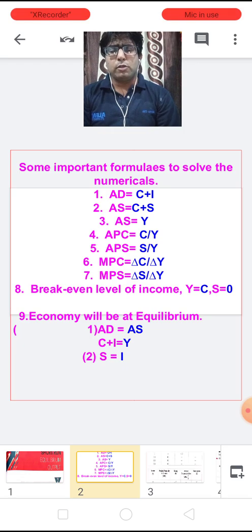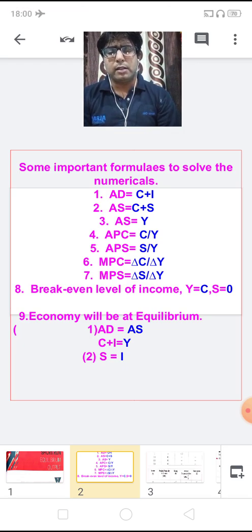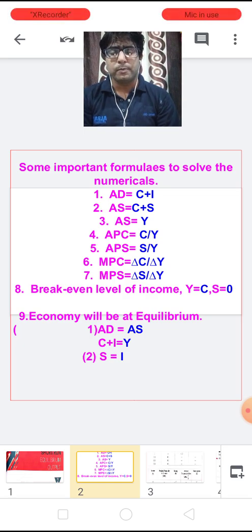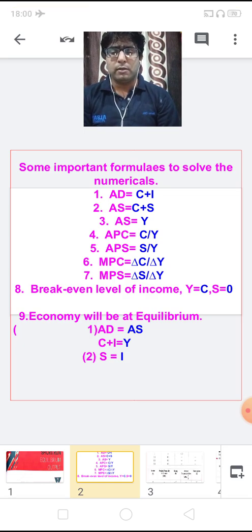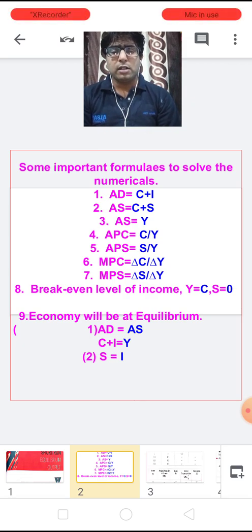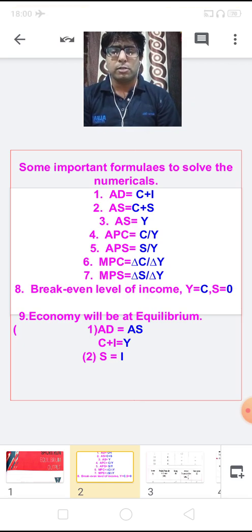Marginal propensity to consume is delta C by delta Y. Delta C means the change in consumption divided by change in income. Because you all know what is MPC. MPC refers to the ratio of change in consumption expenditure to the corresponding change in the level of income.